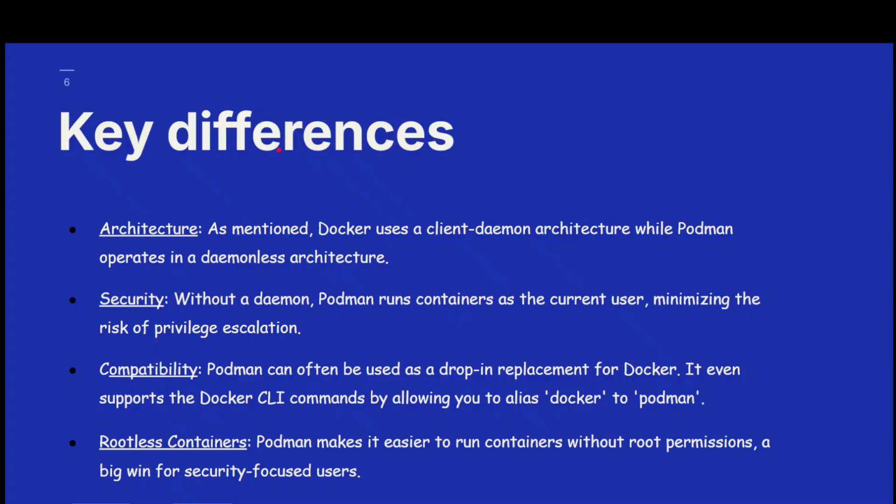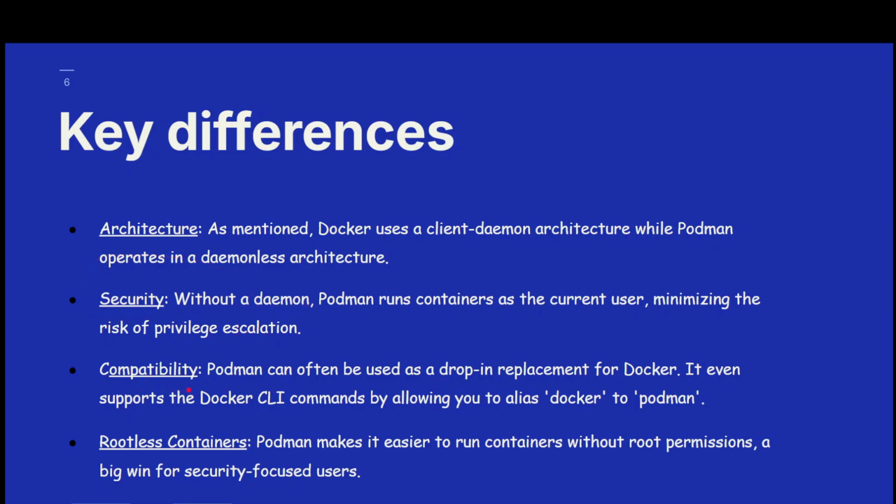So, the key differences, as we have discussed earlier. Architecture is one difference. Docker uses a client-daemon architecture, while Podman doesn't require a client-daemon architecture. It is a daemonless architecture, which is good. Security-wise, Podman runs containers as the current user, minimizing the risk of privilege escalation. As we know, Docker runs as the root user, so there is a risk of privilege escalation. Those things are not there in Podman.